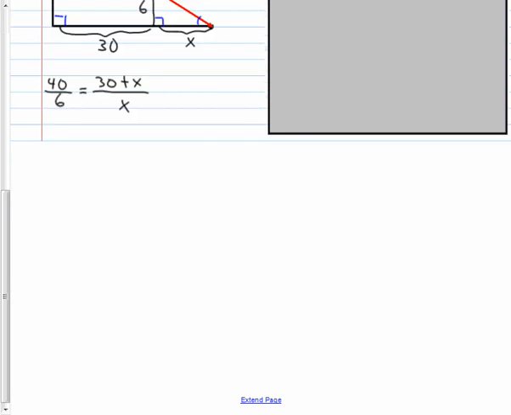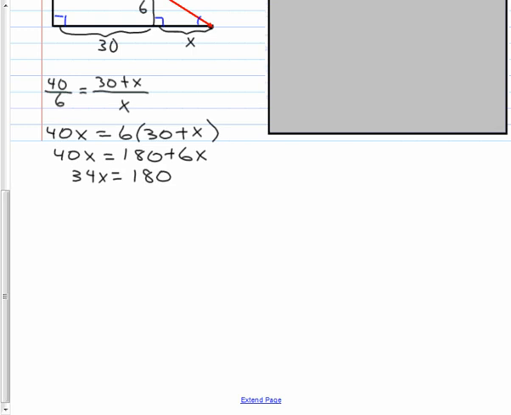Now you may recall that in proportions cross products are equal. If I take 40 times x, it has to equal 6 times 30 plus x. Let's distribute. 40x equals 1, how much? Plus 6x. So let's subtract 6x. I'll let you divide by 34.